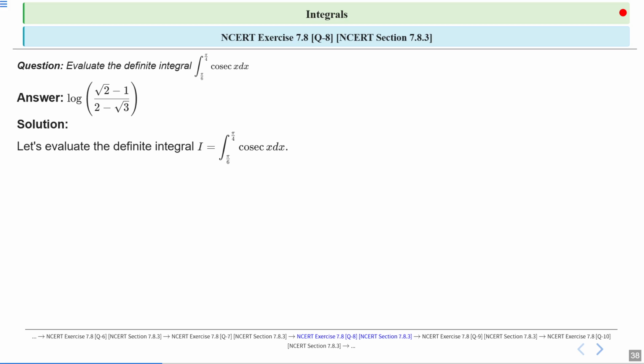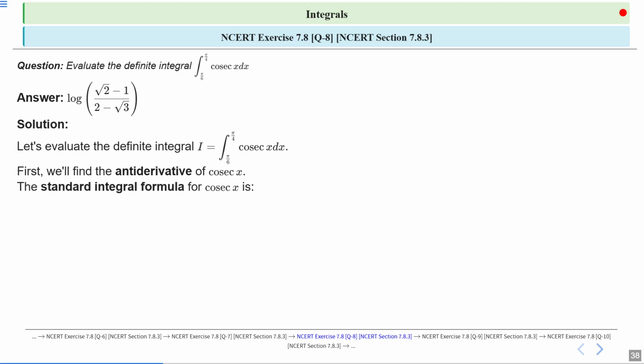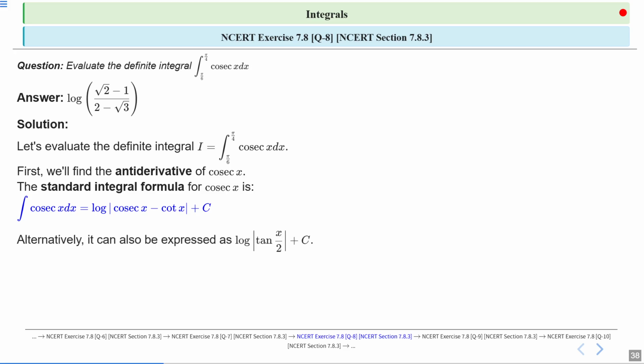So to evaluate the definite integral, I is equal to the integral from pi by 6, that is the lower limit, to pi by 4, that is the upper limit, of cosec x dx. At first calculate the antiderivative of cosec x. By using the standard integral formula, the integration of cosec x dx is log of cosec x minus cot x plus c. And it can also be expressed as log tan x by 2 plus c. So you can use either of these two to find the value of the definite integral.